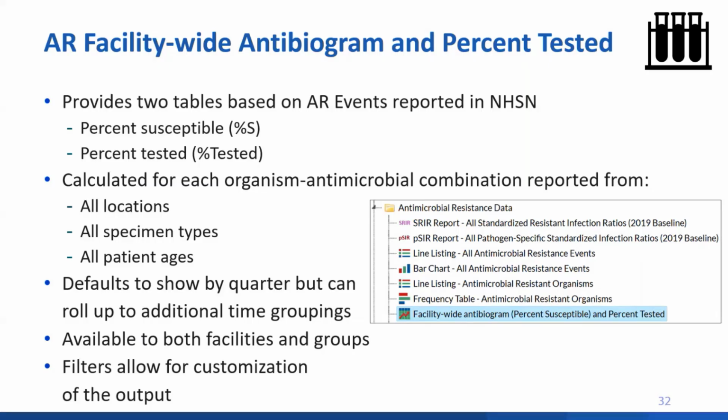By default, the report will include all of your inpatient and outpatient AR events that you submitted. In addition, it will include all specimen types, blood, CSF, urine, lower respiratory, skin, soft tissue, wound, musculoskeletal, and all patient ages. Essentially, it's all the isolates, regardless of organism category or hospital onset or community onset. The report defaults to show by quarter, but the user can roll up to additional time groupings such as half year, year, or cumulative. This report is available to both facilities and groups, and users are encouraged to use filters for customization of the report.